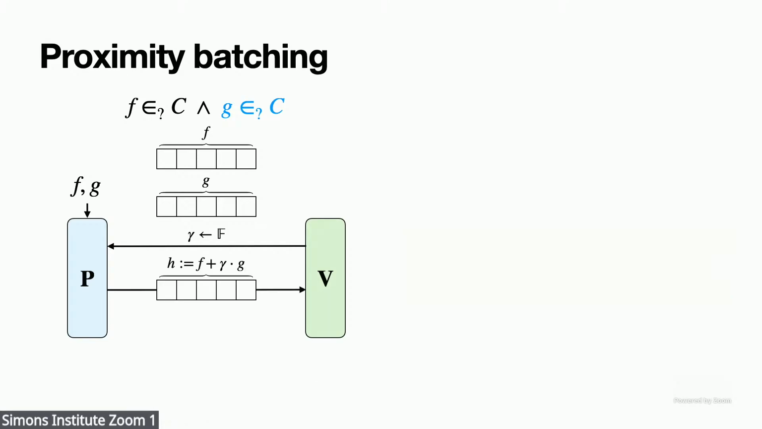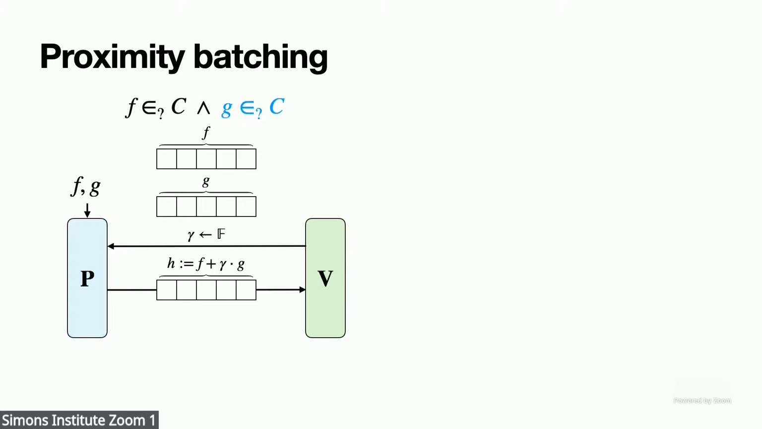Okay, and so what we're going to do is have the prover recommit to the combination. So the prover is going to send a new oracle, which it claims is actually just equal to this combination. And now it suffices for us to check consistency between what the prover sent and the actual random combination that we want to test.